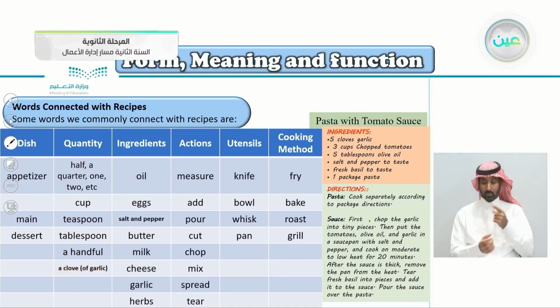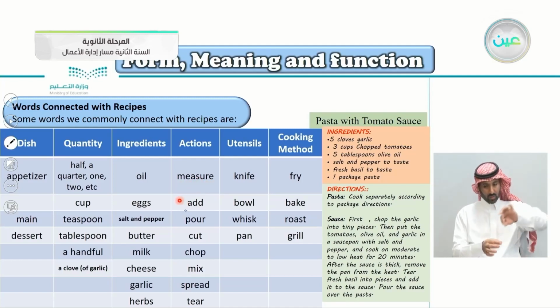The ingredients, the things that you put in the pot, for example, oil, eggs, salt and pepper, butter, milk, cheese, garlic, herbs, and so on. So these are the ingredients, the things that you cook together. Actions, what you do while you cook. You measure 1 gram, 2 grams, 1 kilogram, and so on.